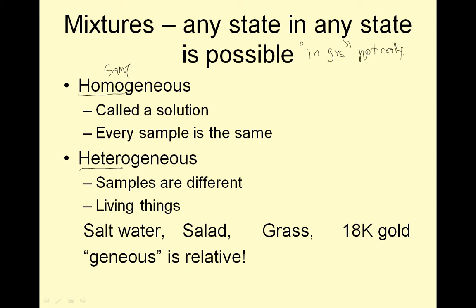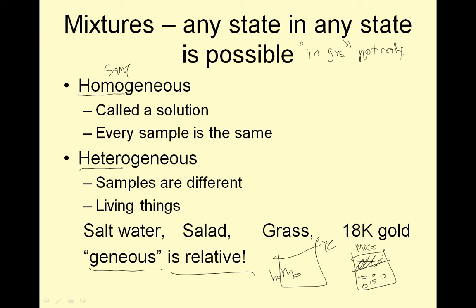Living things we typically think of as being heterogeneous. So geneity is relative. Something might be homogeneous by looking at it with your eyes, but heterogeneous under a microscope. So that geneity part is relative. If I look at something and it looks like that, but when I look at it under a microscope it looks like that, then if this is with your eye, this would be homogeneous, and this is the microscope, this would be hetero. Obviously, that's a smaller sample.